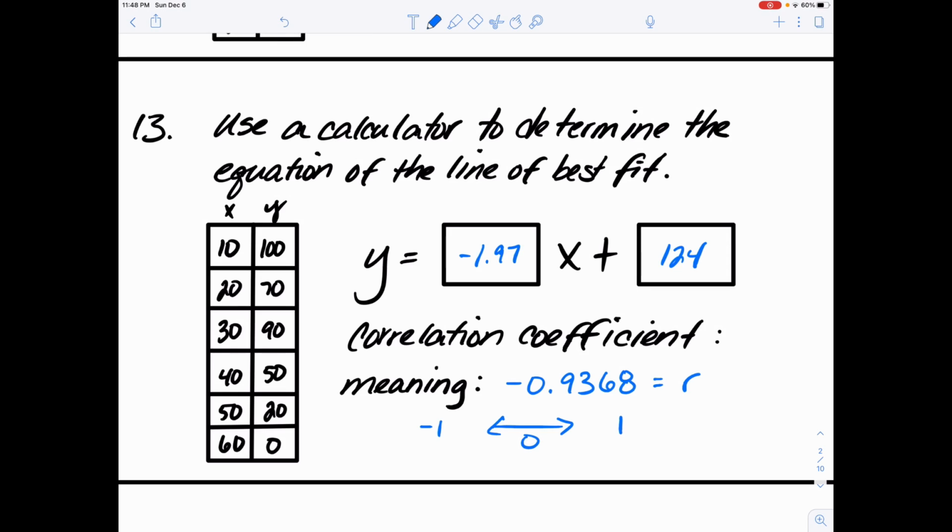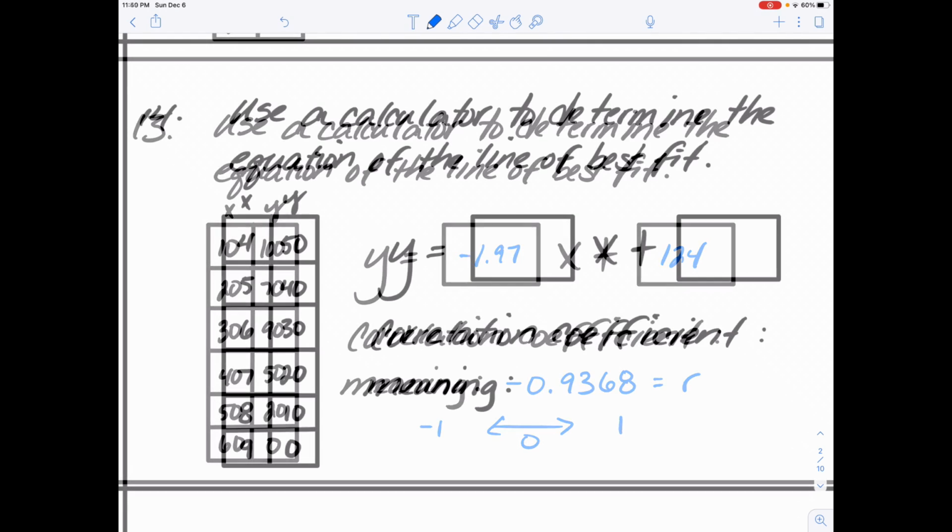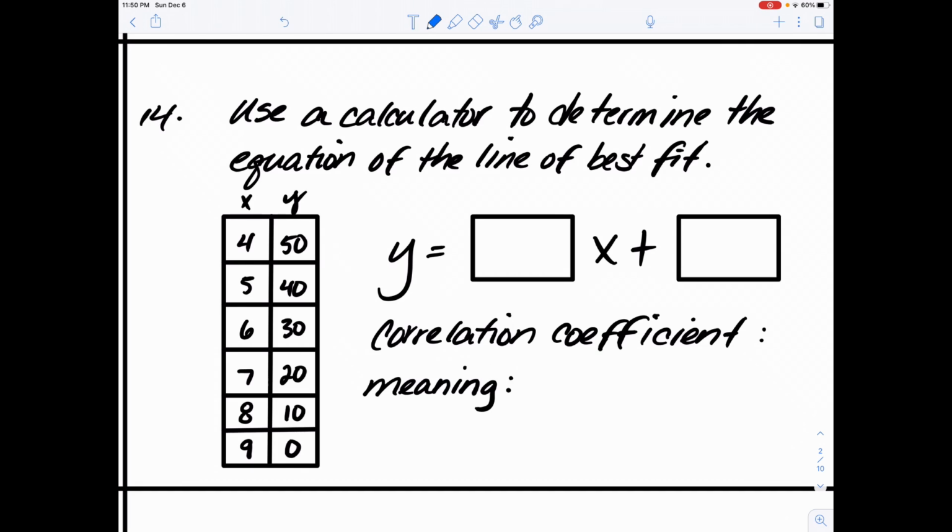I do still believe these are both fairly strong negative correlation coefficients, which means our pattern does land relatively close to that line, but this set was not as tightly packed as our previous examples. Looks like we have one more example of these. Number 14 says to use a calculator to determine the equation of the line of best fit. We're going to take our data, plug it into the calculator again, get the equation, look at our correlation coefficient, and then we'll come back to this screen to talk about it.